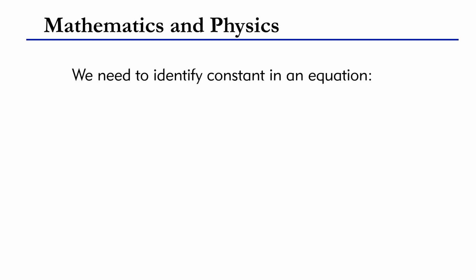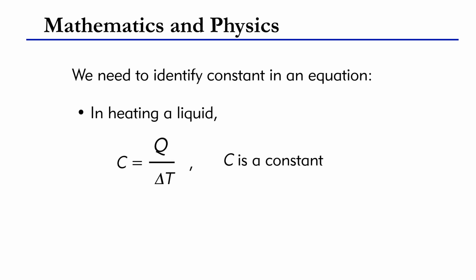In physics, you need to identify which variable is a constant. For example, in heating a liquid and in the equation C equal to Q over delta T, the heat capacity C is a constant. Therefore, an increase in Q will cause an increase in delta T only. It cannot cause any change in C. In fact, you should write the equation as Q equal to C times delta T. Here, since C is a constant, an increase in Q will cause an increase in delta T.